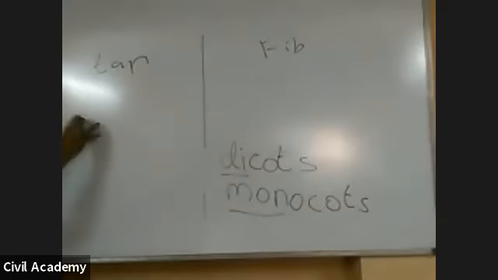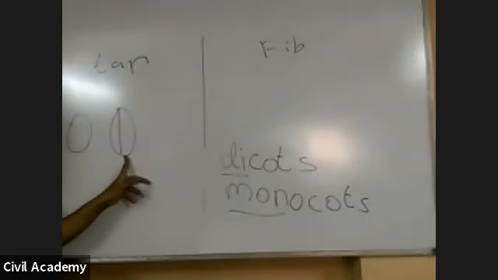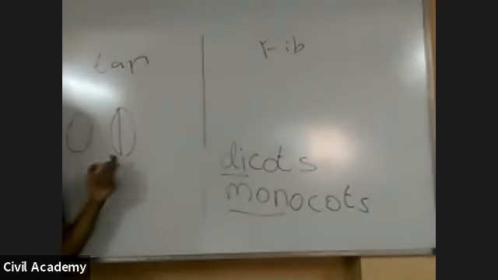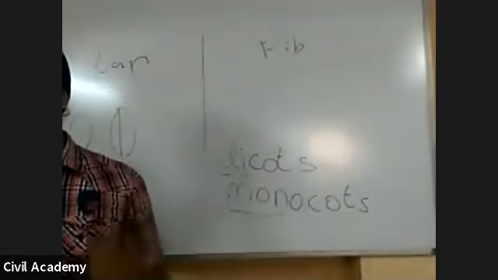So dicot basically is the seed. Some seeds you can put in the food, like peanuts. The ones you can split into two are dicots, like peanuts and all that. And the ones you cannot split are monocots, like coconuts.